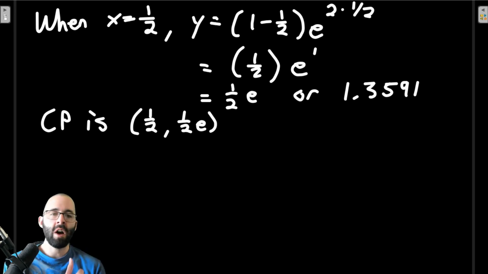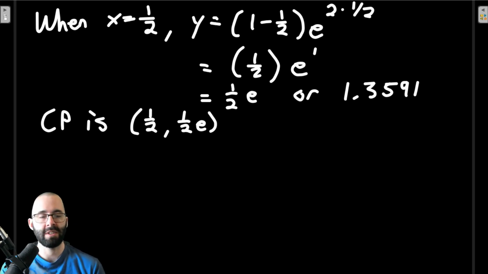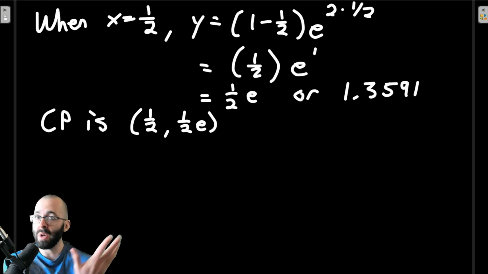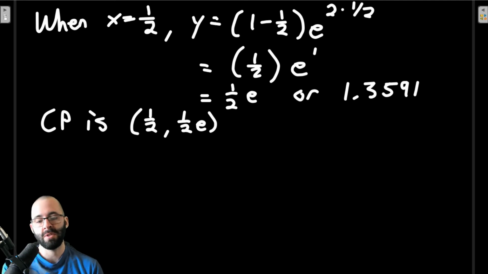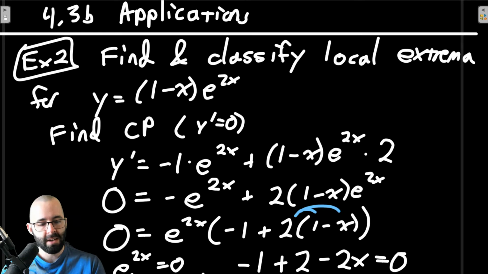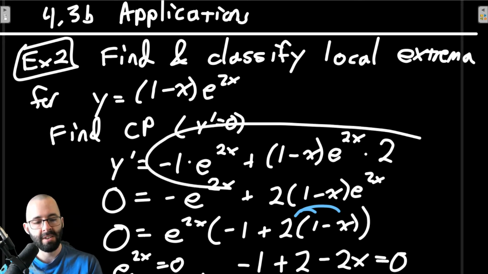Remember, critical points are our options for local extrema. Is this a local min? Is this a local max? Is it neither? We don't know. Okay? We can either use a second derivative test or the first derivative test, depending on what you prefer. To use the second derivative test, we have to go down here, look at our derivative, and take the derivative again.